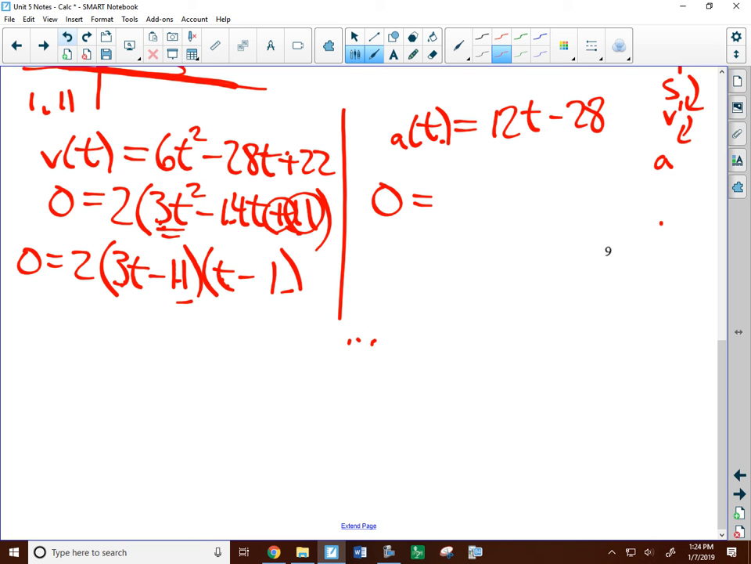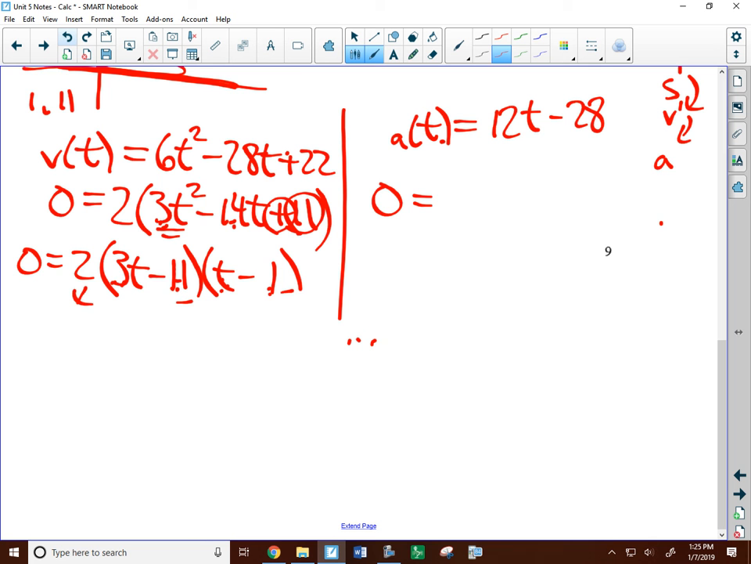t minus 1. So I do a guess and check type thing. 3t times t is 3t squared. Outside is negative 3t. Inside is negative 11t. That's negative 14t. And then the last is negative 11 times negative 1, which is positive 11. All other methods should work too.